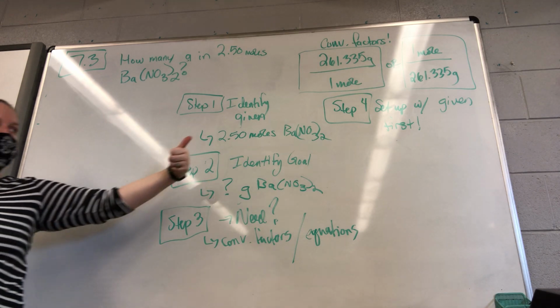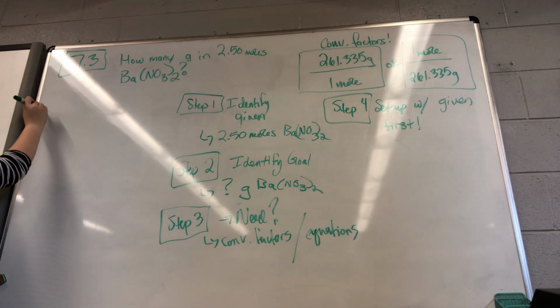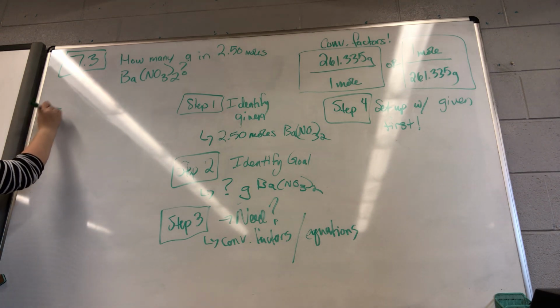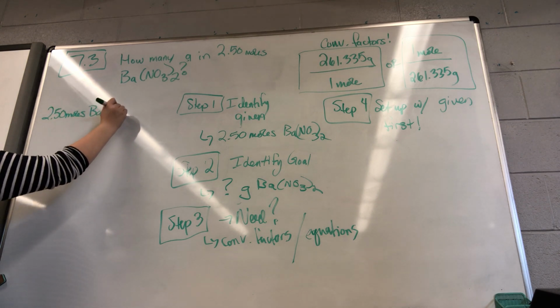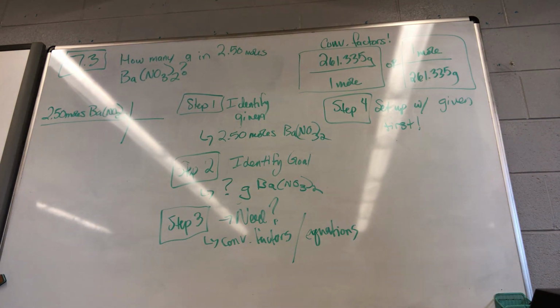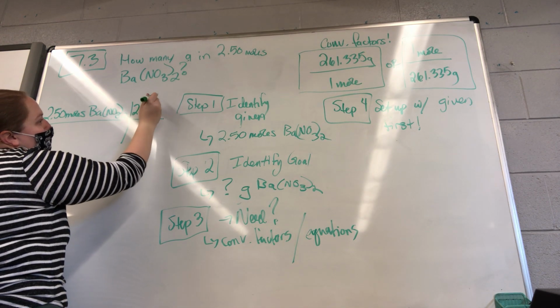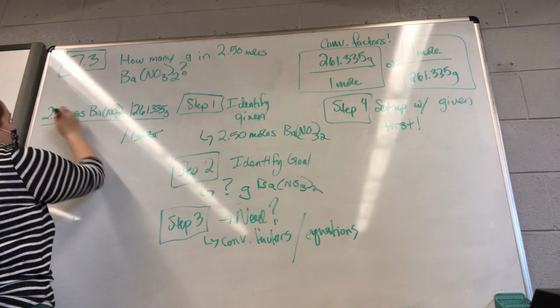We're good. Next thing is going to be to set it up with a given first. I'm going to do it over here. So my given information is the 2.50 moles. That's a long one. All right. Are we going to choose the conversion factor on the left or the conversion factor on the right? I hear left. Raise your hand if you agree. Okay, let's do it. Ta-da, look at that. Moles cancel.